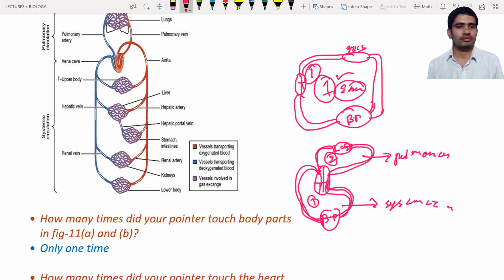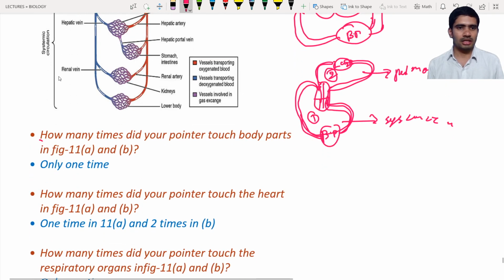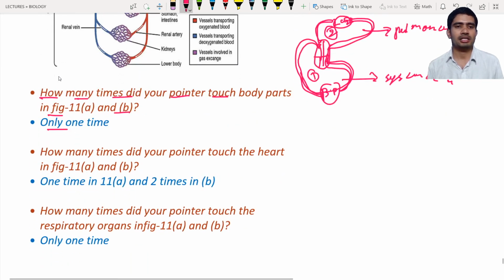Next, in the textbook there are a few questions asked. How many times did your pointer touch the body parts in figure 11a and 11b? If you clearly observe the diagram, you can see the pointer is touching only one time. How many times did your pointer touch the heart in figure 11a and b? That is only one time in 11a and two times in 11b. How many times did your pointer touch the respiratory organ in figure 11a and 11b? That is only one time.